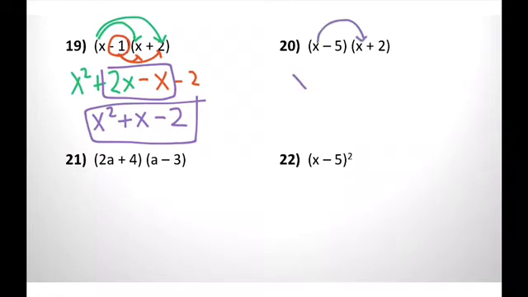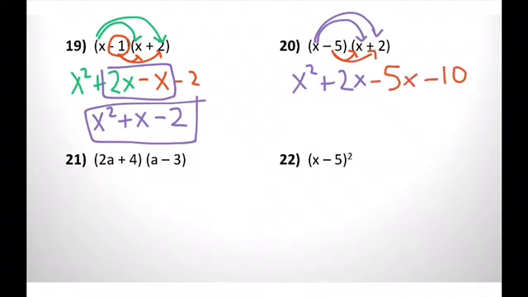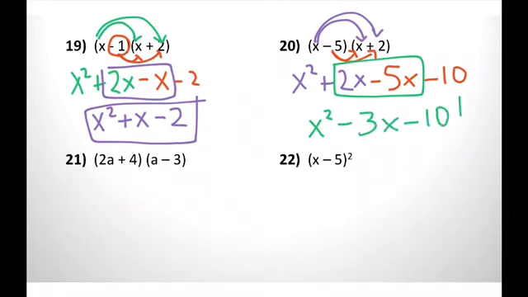Okay, number 20. X times x is x to the second power. X times 2, 2x. Then negative 5 times x, and negative 5 times 2. Look for your like terms. 2x take away 5x, so that's going to be minus 3x, and this is your product.